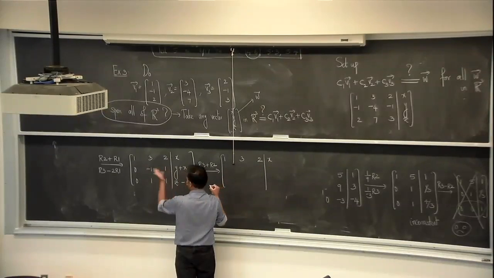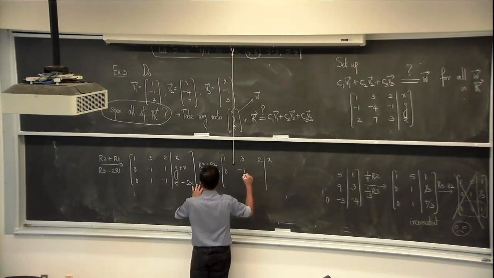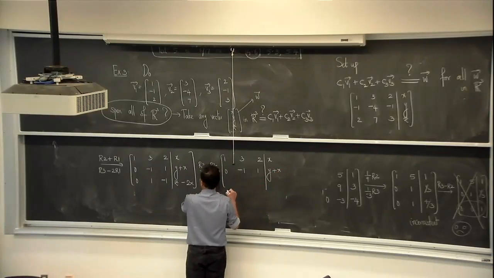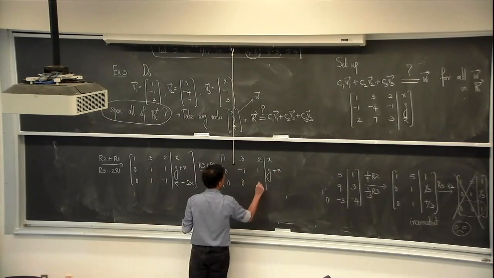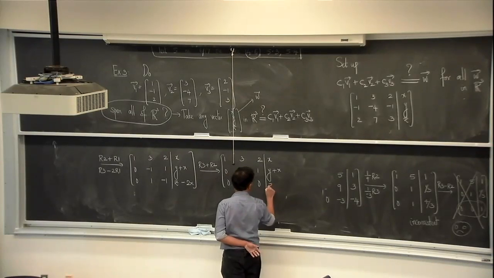You can also negate the second row, but that's not exactly what we're trying to do here. So let's just keep it as 0, -1, 1, Y plus X. Add these two, you get 0, 0, 0. And the augmented side would be Z plus Y minus X.